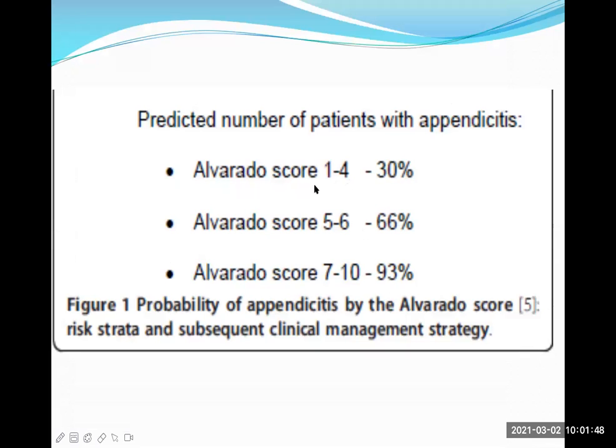And these are the predicted number of patients with appendicitis with each score. Alvarado score 1 to 4, the chance is only 30%. Score of 5 to 6, the chance is 66%. And Alvarado score of 7 to 10, the chance of appendicitis is 93%. So if it is more than 7, it is highly likely that this is a case of appendicitis.